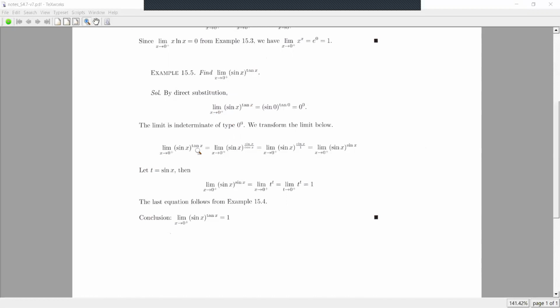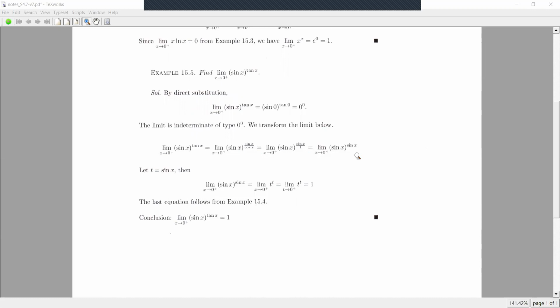From a trigonometry class, we know that tangent is sine over cosine. So this limit is equal to this limit. When x approaches 0, cosine of x approaches cosine of 0. Cosine of 0 is 1. So we can simplify this limit by replacing cosine of x by 1. So we get this limit and then this limit.